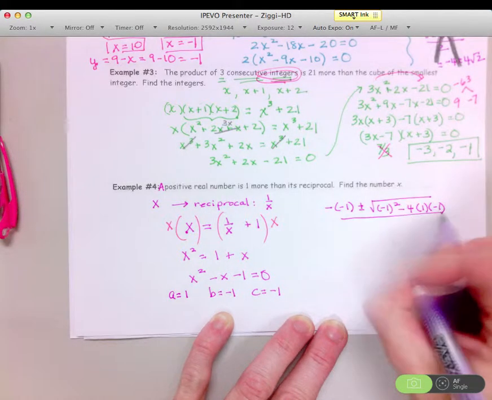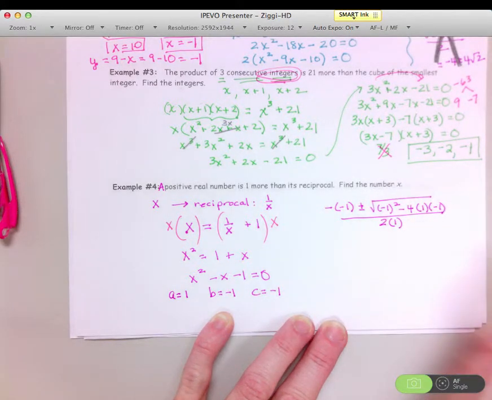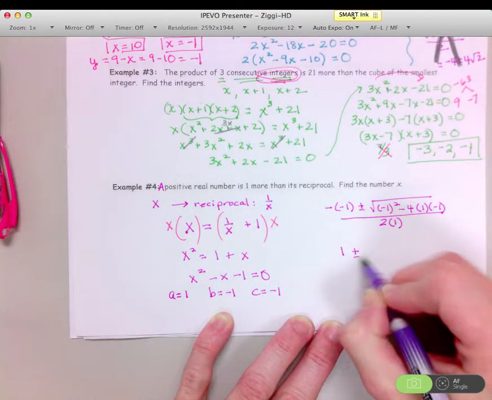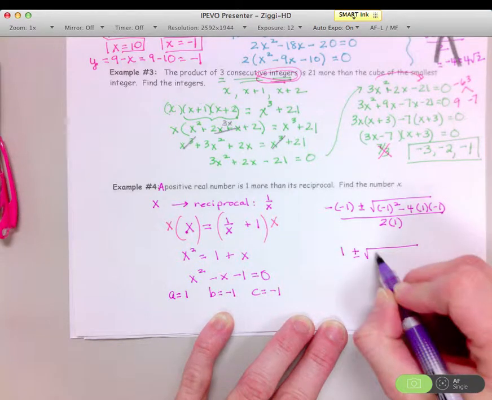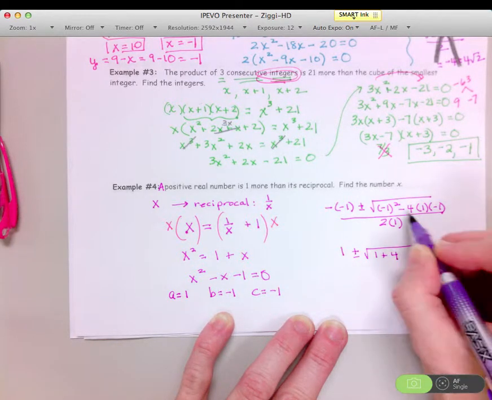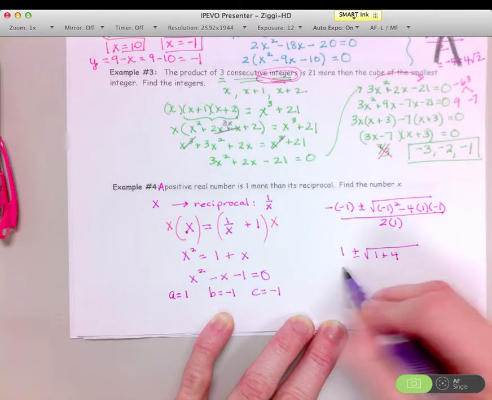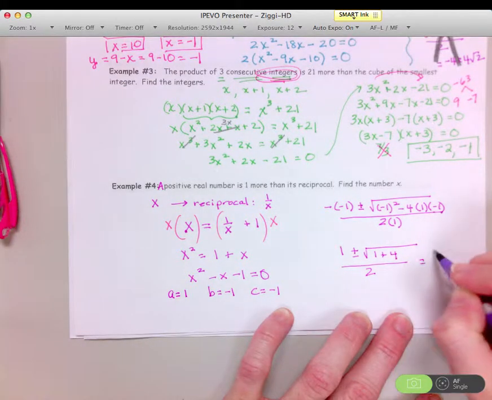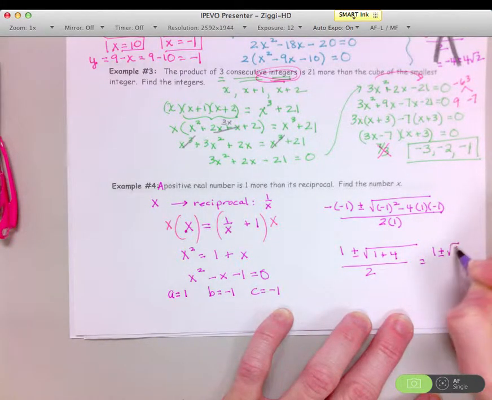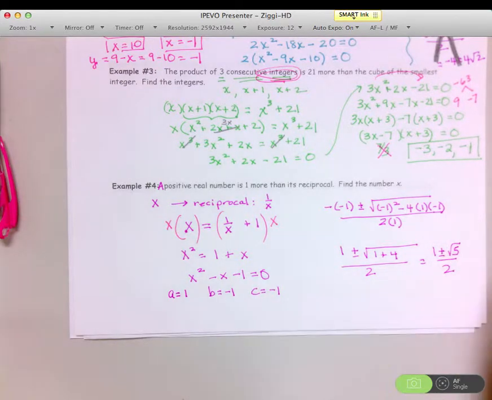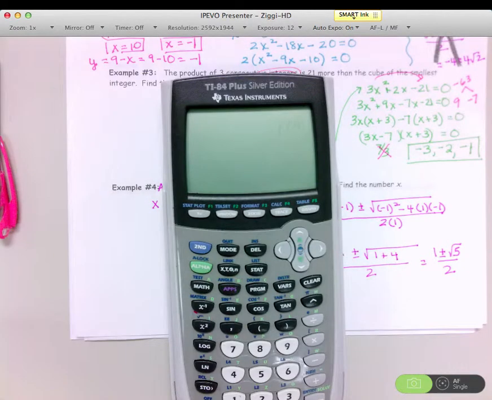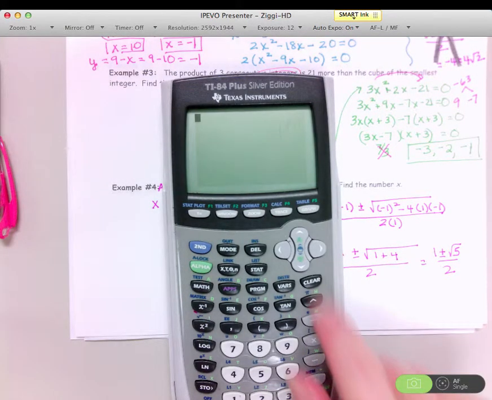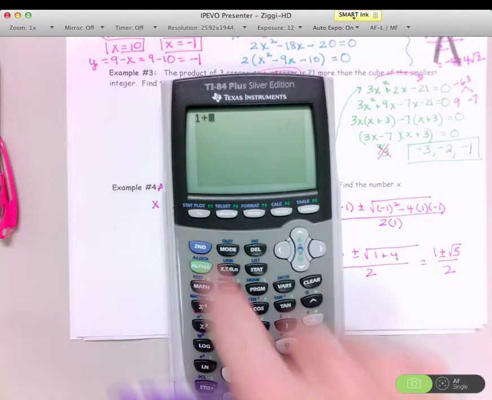all over 2a. So that's 1 plus or minus the square root of 1 plus 4, because minus a negative becomes positive, all over 2. So that's 1 plus or minus the square root of 5 over 2. And we are not going to leave it in this form because we want to know the value of that number. So you plug it into your calculator, and it is 1 plus the square root of 5.